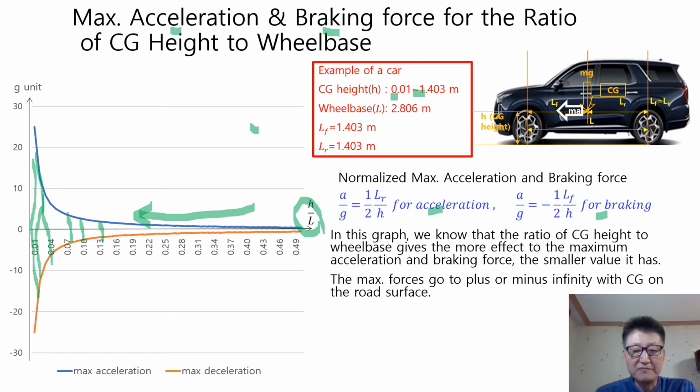The maximum forces go to plus or minus infinity with CG location on the road surface. Here, the infinity means there is no tilting acceleration and tilting deceleration because the CG location is on the acting line of acceleration force or braking force.